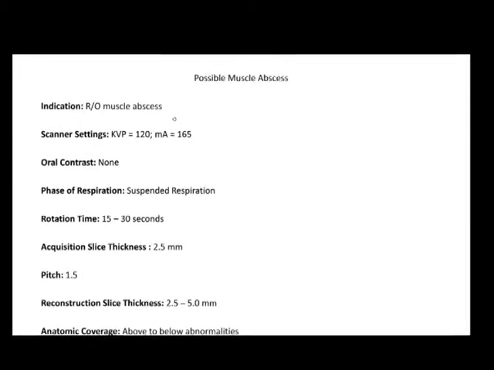So here we're looking for a possible muscle abscess, just any abnormality with the muscle. So KVP is going to be 120, MA is going to be 165, just due to the possible density that we might be going through. Oral contrast is none. Because we're looking at virtually any area of the body, we typically want to utilize suspended respiration just so that we continue to hold the area that we're looking for as still as possible.